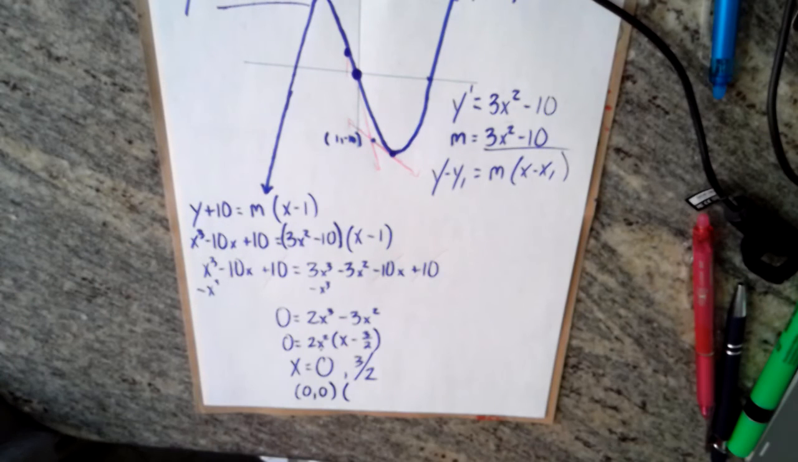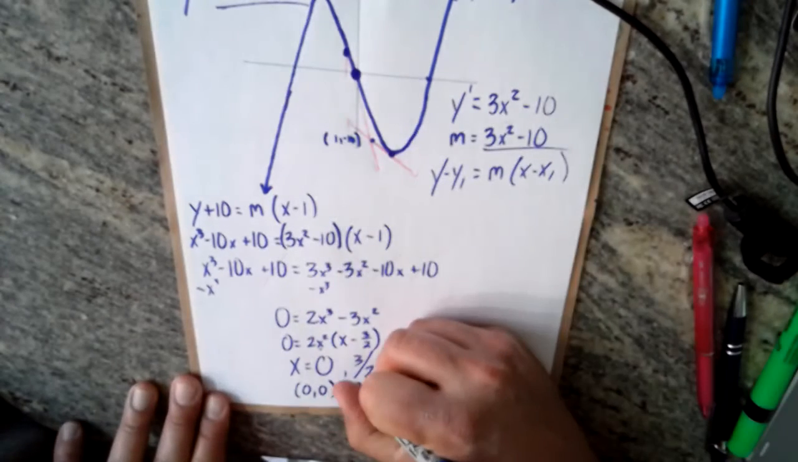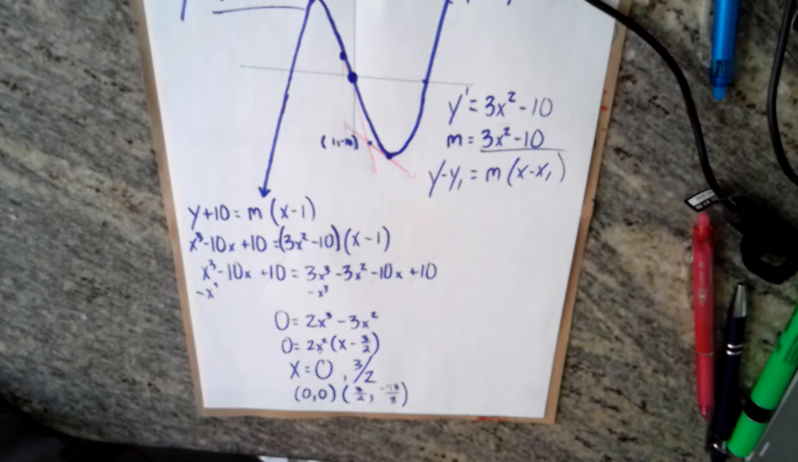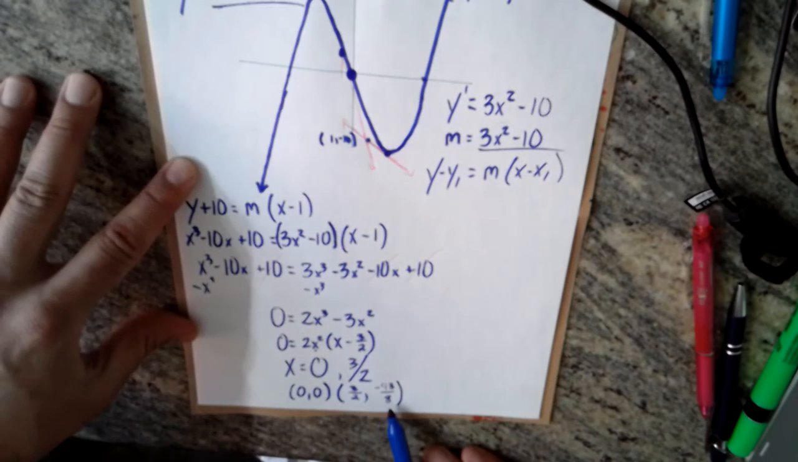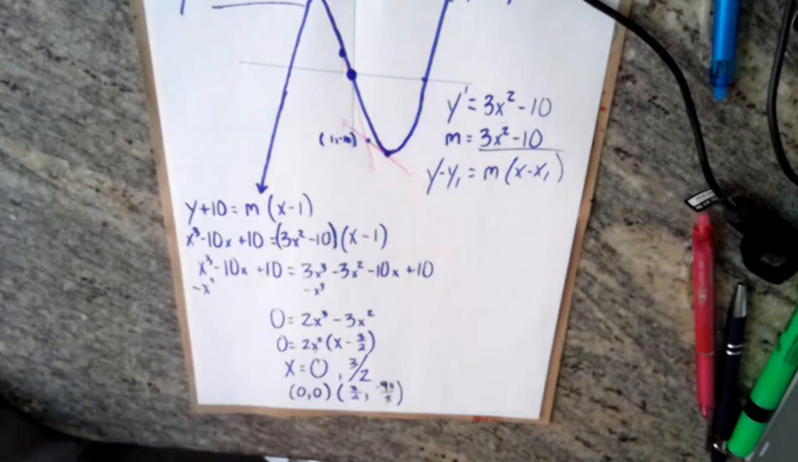And let me pause this real quick. So what I'm going to do is I'm going to put a 3 halves into my x and see what I get for y. Okay, so if I put in 3 halves, I get a negative 93 over 8. 93 over 8 for me. Your question is going to be a little different, okay?